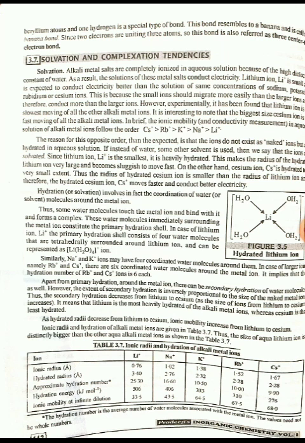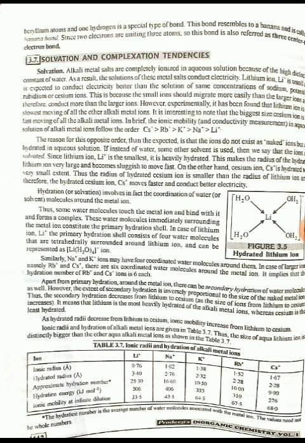This is because the small ions should migrate more easily than the larger ions and therefore conduct more than the larger ions. However, experimentally, it has been found that lithium ion is the slowest moving of all the alkali metal ions. It is interesting to note that the biggest, cesium ion, is the fastest moving of all the alkali metal ions. In brief, the ionic mobility and conductivity in aqueous solution of alkali metal ions follow the order: Cs+ is the highest, then Rb+, then K+, then Na+, then Li+.